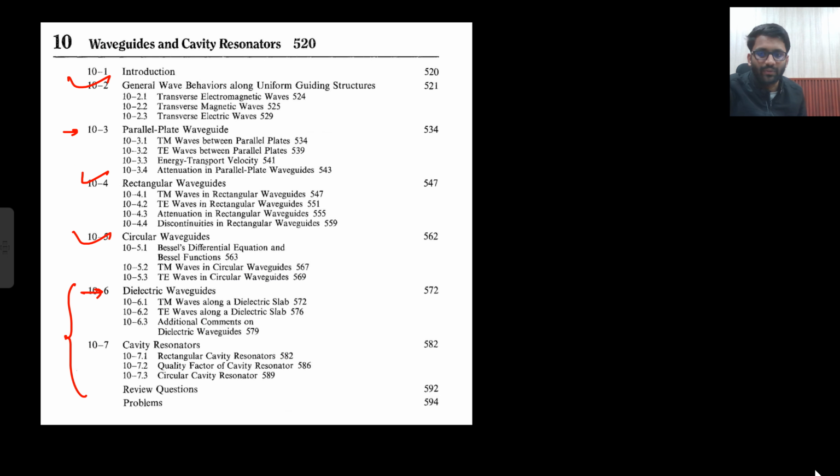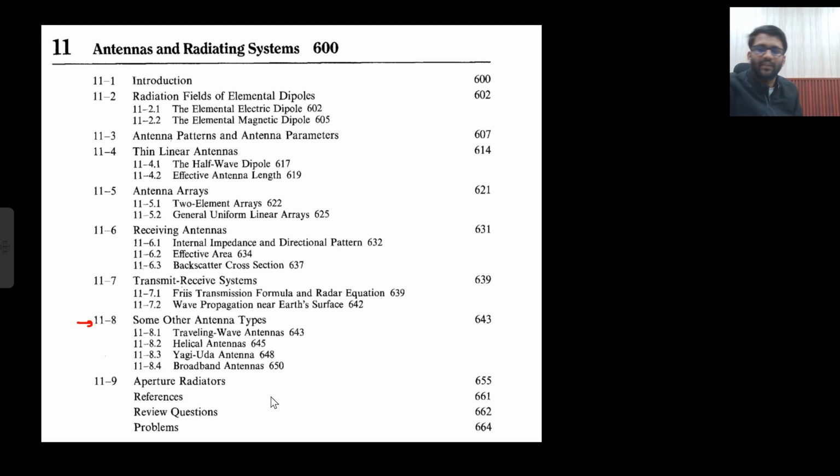And now coming to the waveguide, we have already seen that. Now for antennas, there are some other types of antenna we did not see, like Yagi-Uda antenna, helical antenna, and broadband antenna. These are not in the syllabus, so these types of antenna we did not see. Rest all topics have been covered.